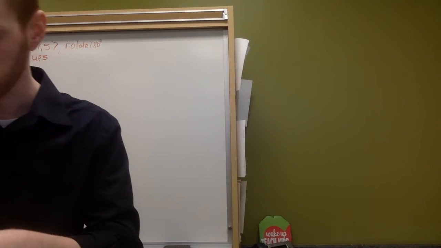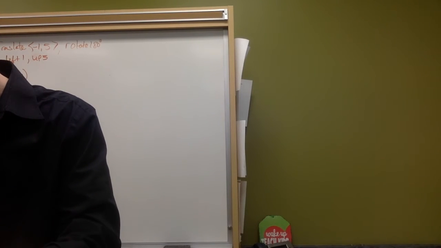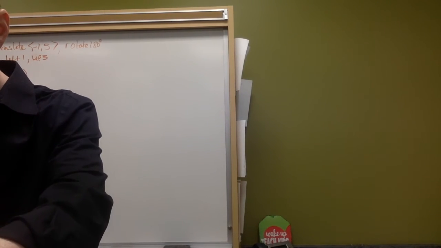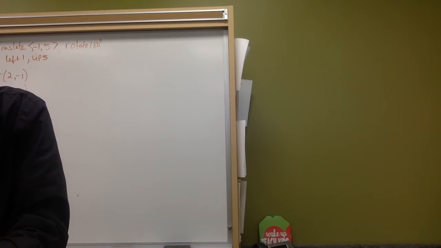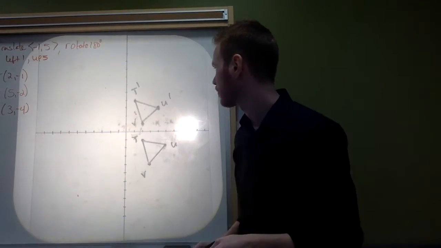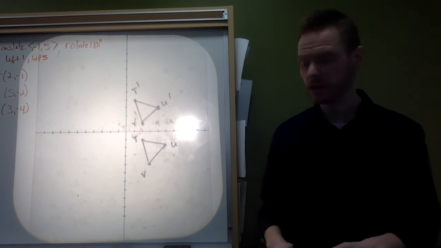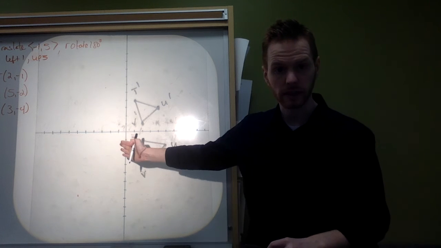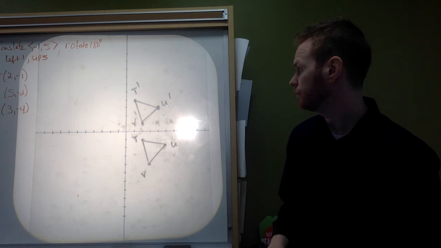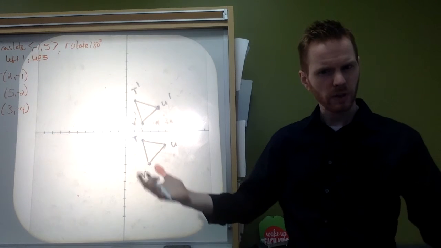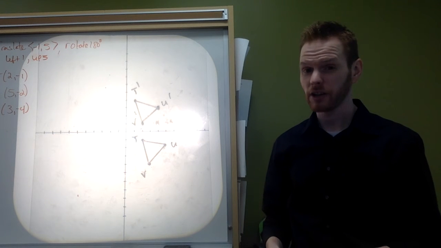Not that this is a race, but I'm almost done. There we go. Okay, so there's my translation. Every point went over to the left 1 and then up by 5. Okay? What's next? Well, we have to rotate it 180 degrees.